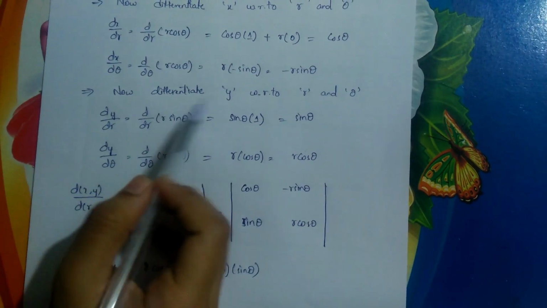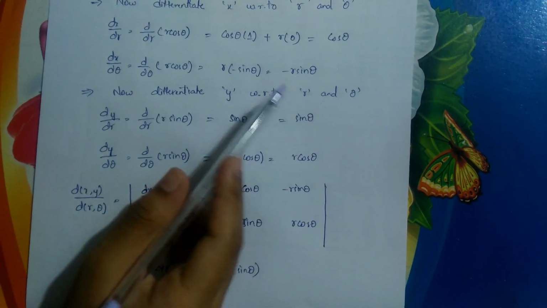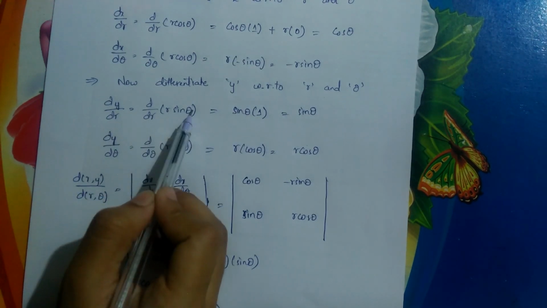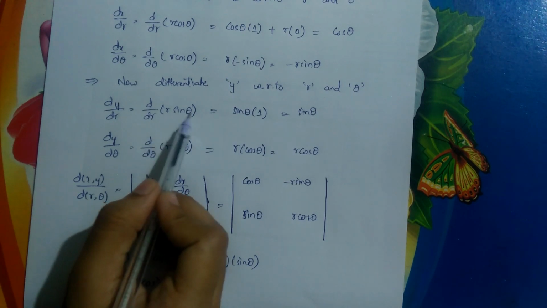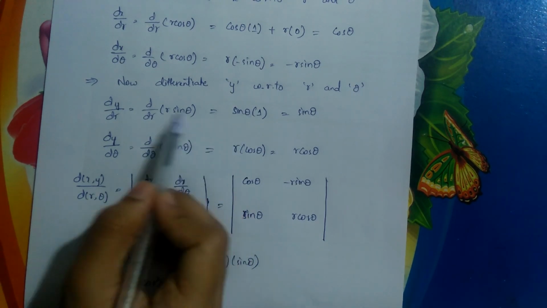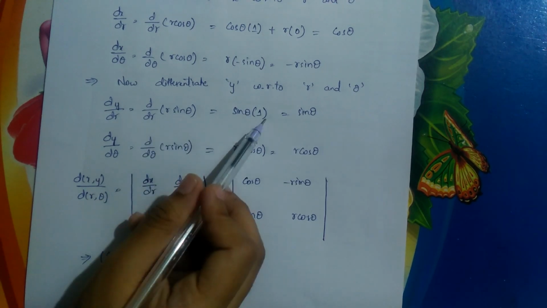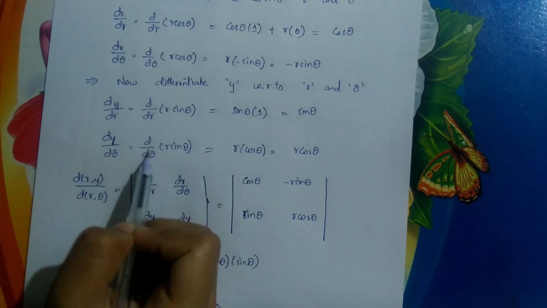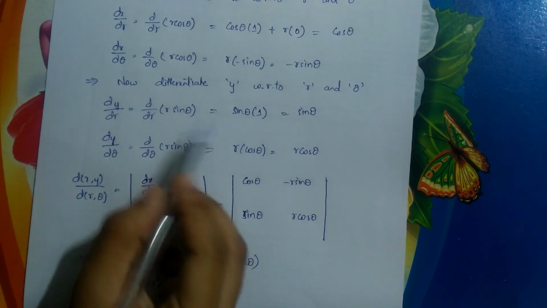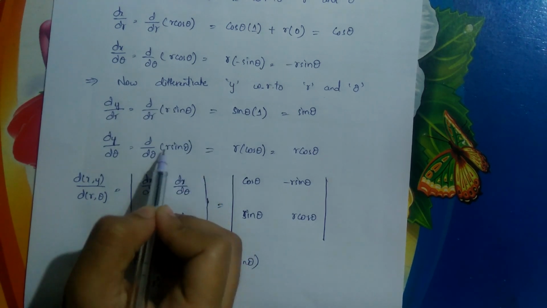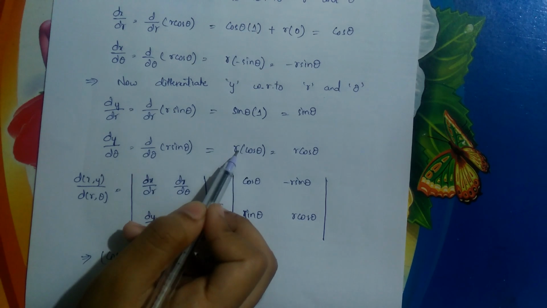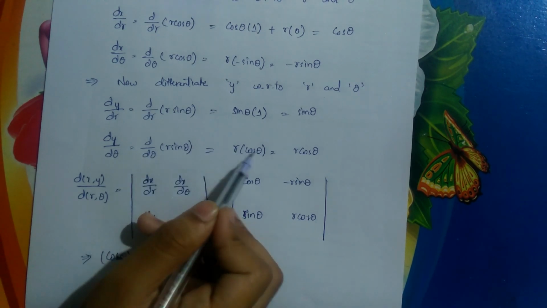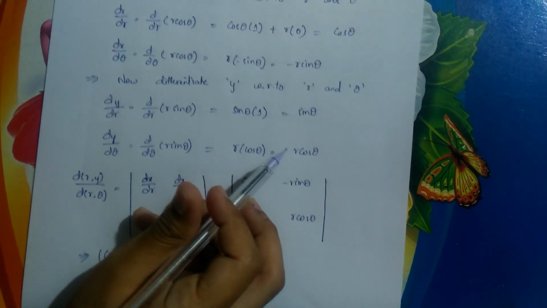Now differentiate equation y with respect to r and theta. So ∂y/∂r equals ∂/∂r of r sin theta. Here sin theta is treated as a constant, so sin theta into the derivative of r with respect to r, which is 1. So that is sin theta. And ∂y/∂θ equals ∂/∂θ of r sin theta. Here r is treated as a constant, so r into the derivative of sin theta with respect to theta, which is cos theta. So r into cos theta equals r cos theta.